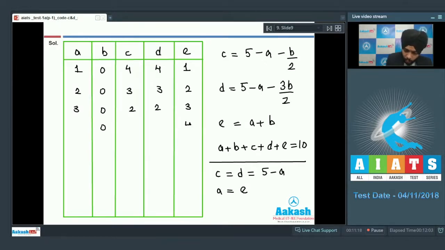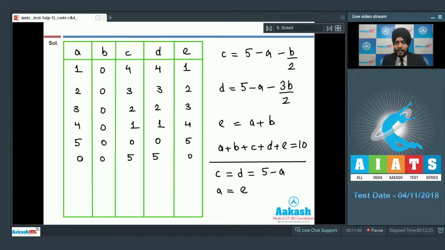Again B = 0: 4, 4, 1, 1. Again B = 0: 5, 5, 0, 0. Again B = 0: these two are 5 or these two are 0. Because we can see that A plus C is 5, A plus D is also 5, and A is equal to E. These are a total of 6 possibilities corresponding to B equal to 0.